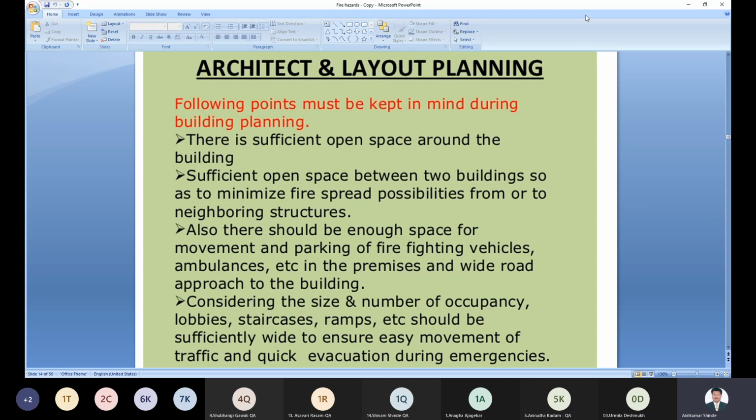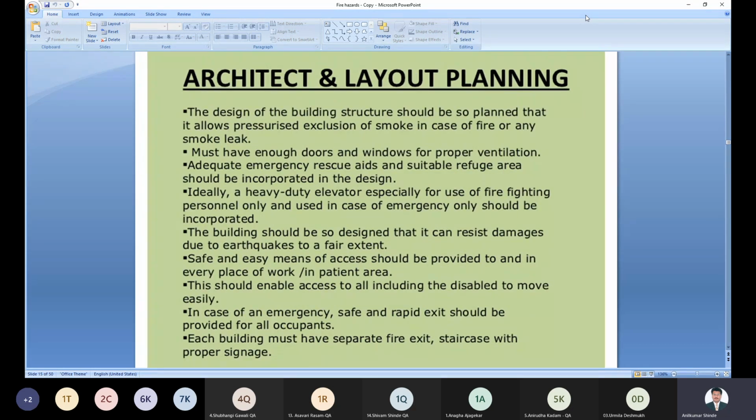So all should be planned during architecture designing as well as layout planning. Then, in architecture and layout planning, the design of the building structure can be planned. It should include specialized exclusion of smoke in case of fire or any smoke leak, so that if any leakage of smoke is there, it can easily go outside. This smoke should not go inside the company; it should go outside. Such type of planning must be required.